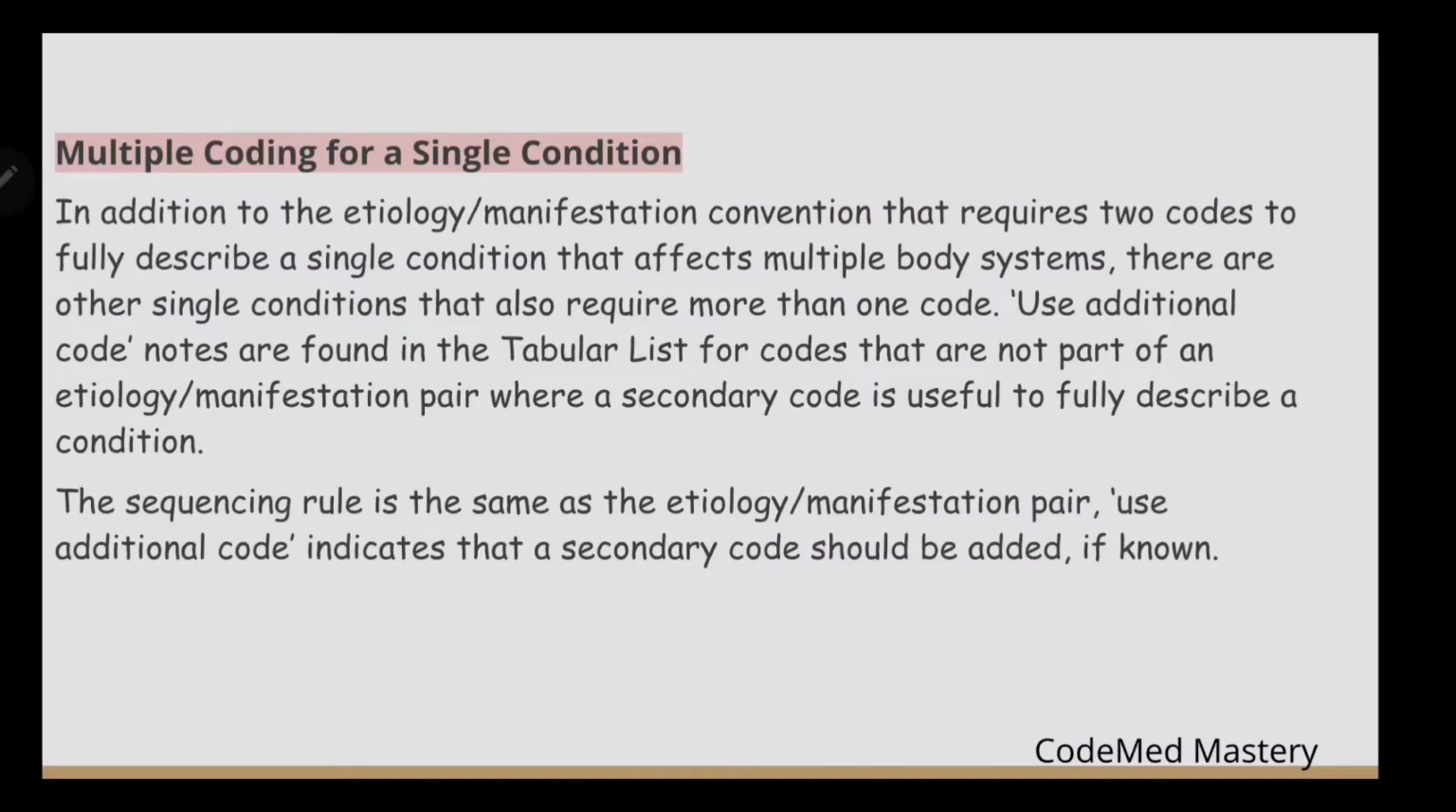Next is multiple coding for a single condition. In addition to the etiology manifestation convention that requires 2 codes to fully describe a single condition that affects multiple body systems, there are single conditions that also require more than 1 code. So we have to use additional code. A use additional code note will be available in the tabular list for codes that are not part of an etiology manifestation pair when a secondary code is useful to fully describe a condition. So whenever you see a use additional code note, it indicates that a secondary code should also be added.